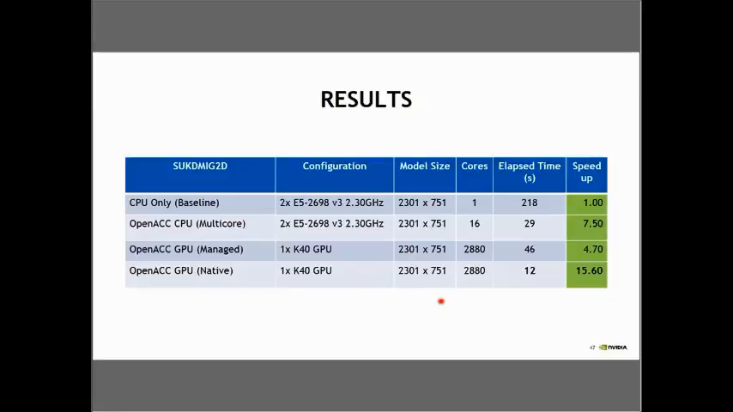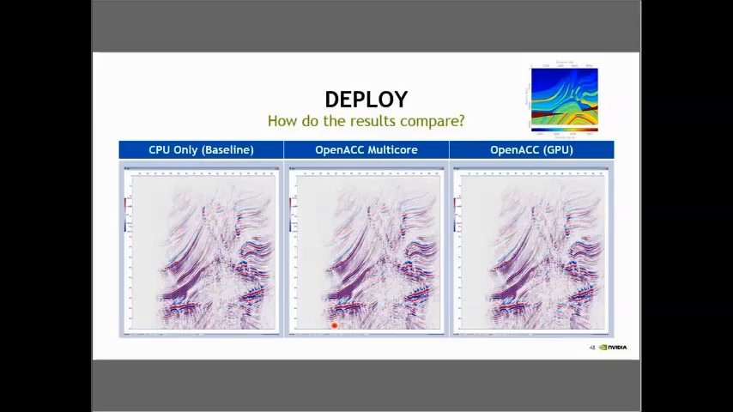And as you grow your sample size, there are other functions that may come in, and you use the same approach where you do a profile-driven approach based on your data sets. The question about deploy: well, it's only good if you get speed up and if you get the right result. If you look here on the upper right, this is the model of the Earth that we're using, this industry standard data set, and this is the output from the KIRCHHOFF migration for the CPU baseline, which is identical to the one for OpenACC multi-core or for OpenACC GPU.